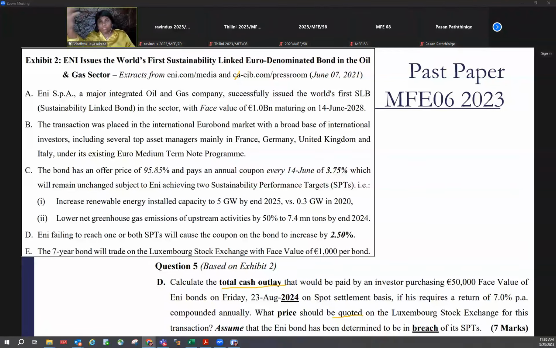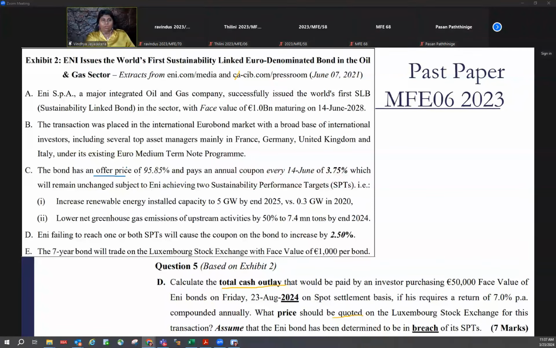This is not relevant for this calculation. Part C is on yields. So next time when we do the yields, at the end of the yield section, we'll do this sum again. But what does this mean? The bond has an offer price at the time of issue, right? This is offer price, meaning at the time of issue. Today is the 23rd of August, 2024. So we are not concerned about this for what we're doing today.